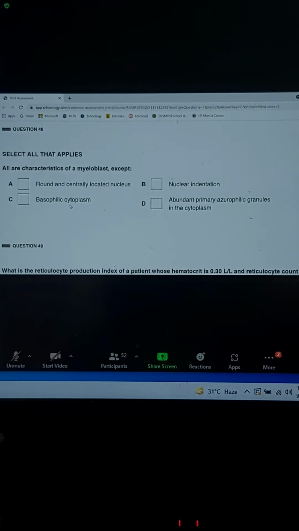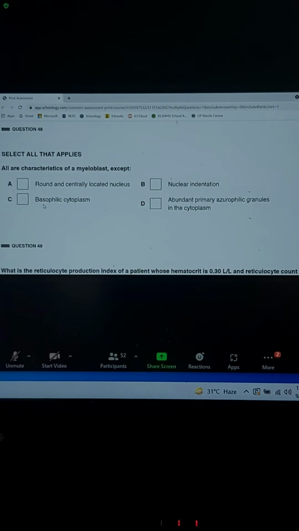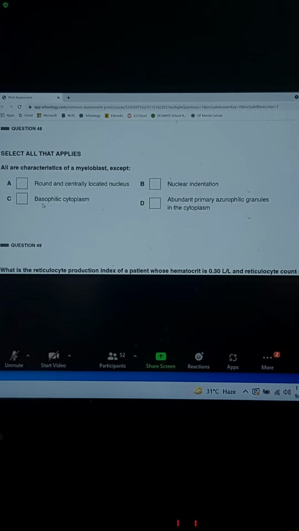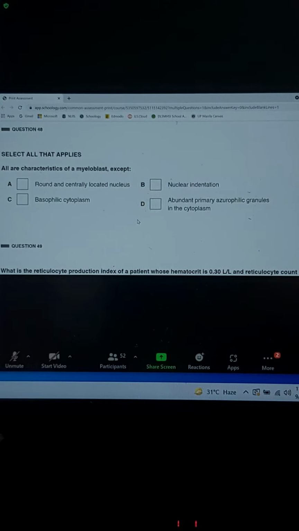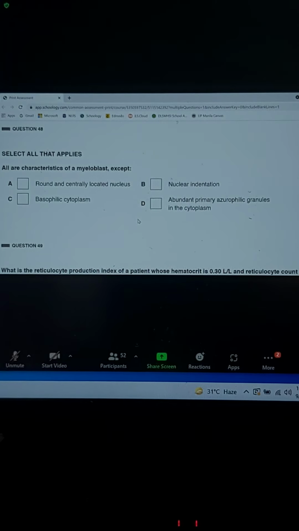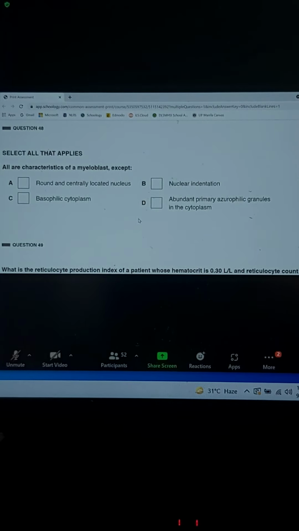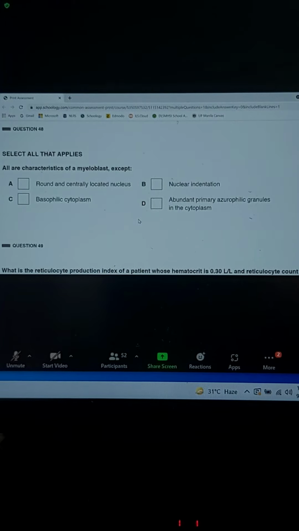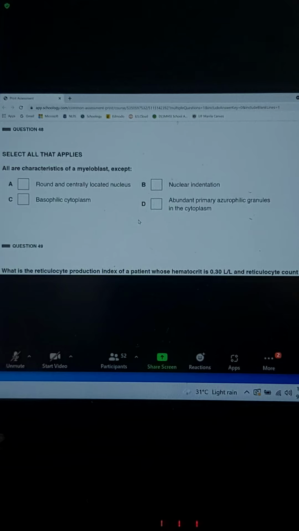Basophilic cytoplasm, is it a characteristic of myeloblast? Yes po. Okay. How about letter D? Abundant primary azurophilic granules in the cytoplasm. Hindi po. Okay. Although some myeloblasts may have granules already, but they are not abundant. So the abundance of primary azurophilic granules can be observed at the promyelocyte stage.